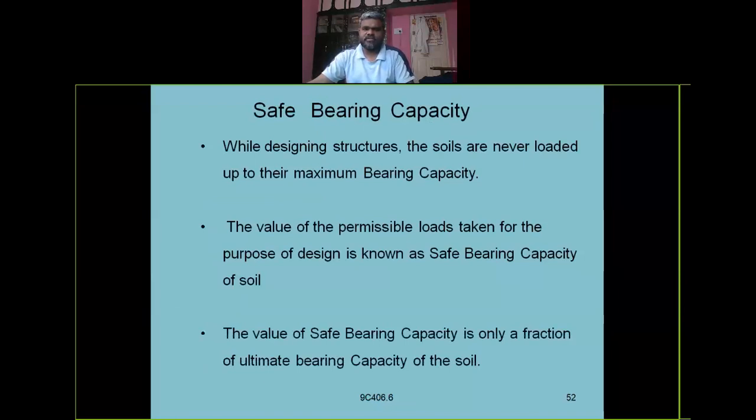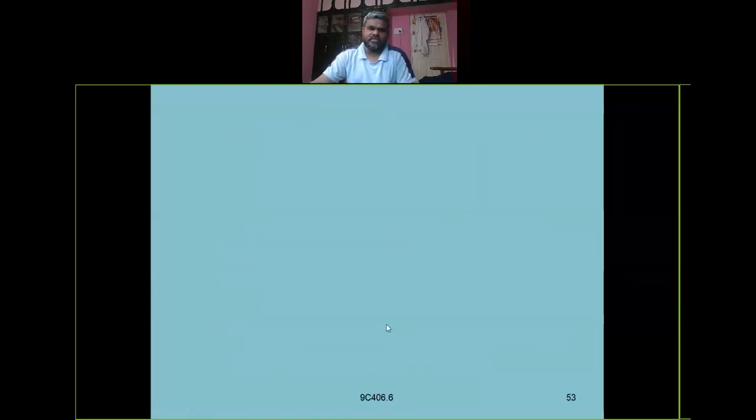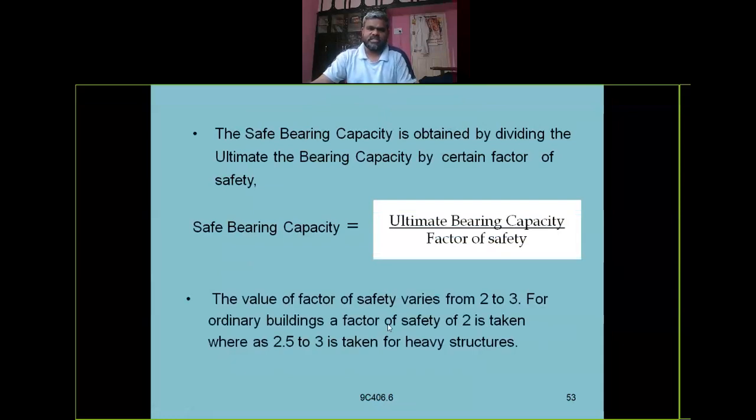So safe bearing capacity: while designing the structures, the soils are never loaded up to their maximum bearing capacity. The value of permissible loads taken for the purpose of design is known as safe bearing capacity or net bearing capacity. The value of safe bearing capacity is only a fraction of the ultimate bearing capacity of the soil. So the formula is like this: safe bearing capacity is equal to ultimate bearing capacity divided by factor of safety. The value of factor of safety is 2 to 3 for ordinary buildings, and 2 is taken, whereas 2.5 to 3 is taken for heavy structures, right?